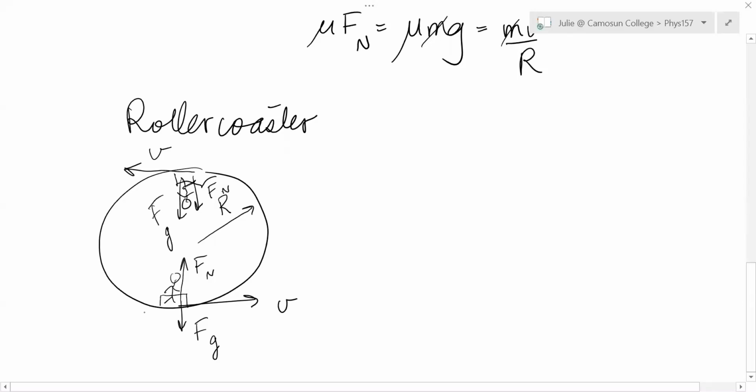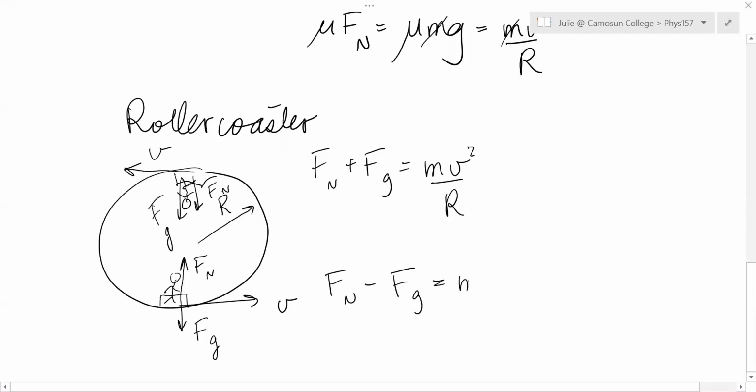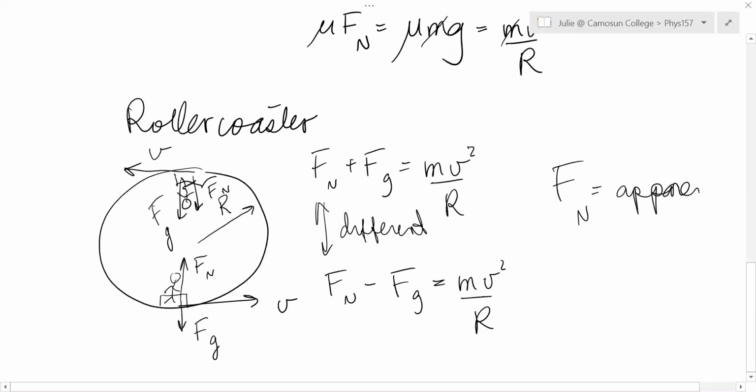And so this is similar to the string. At the top here, you have the normal plus gravity is mv squared over r. There's nothing out. At the bottom, though, you have in minus out is mv squared over r. Okay, and so now the normal force is what's going to be different on the top and the bottom. And the normal force, often they're going to say, what is your apparent weight? And that's what they mean. Because if you were sitting on a bathroom scale, it would be what the bathroom scale would read.